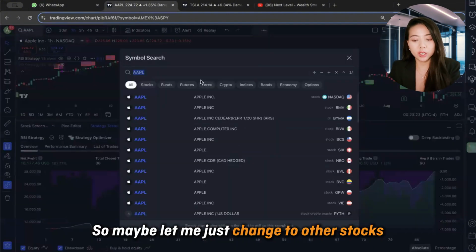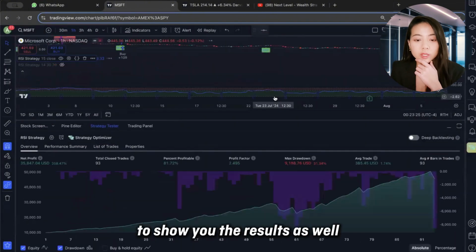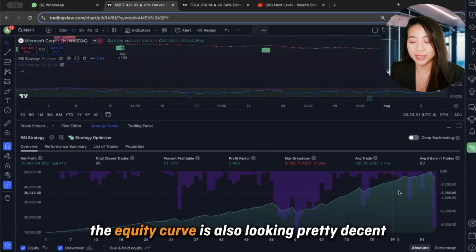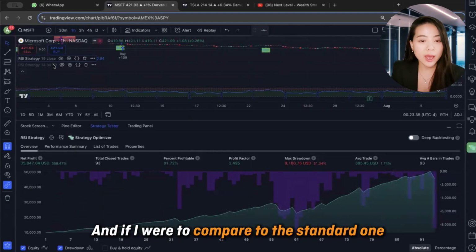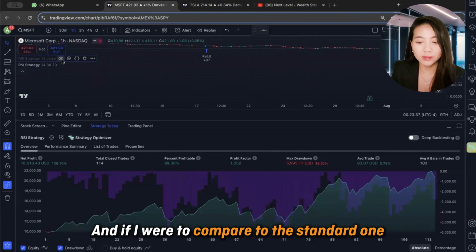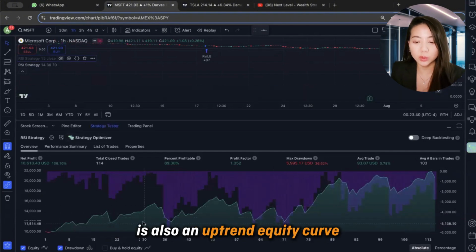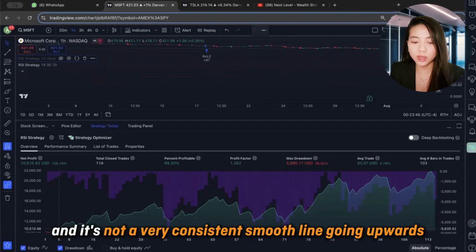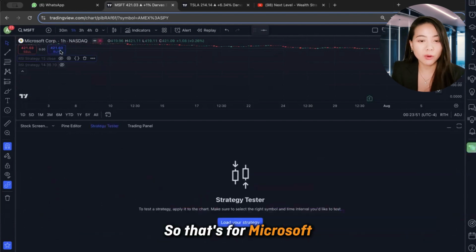Let me change to other stocks to show you the results as well. As you can see, for Microsoft, the equity curve is also looking pretty decent. It's an uptrend movement. If I compare it to the standard one, you can see that even though the standard one is also an uptrend equity curve, there's a huge drawdown and it's not a very consistent, smooth line going upwards. So that's for Microsoft.